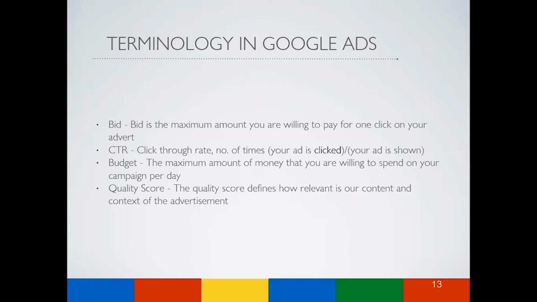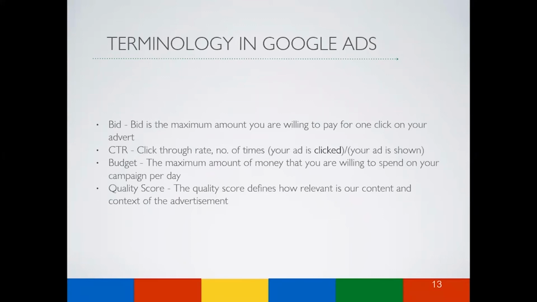You can bid 10 rupees, but Google can deduct any amount between 0 and 10 rupees. Google can deduct 1 paisa, or Google can deduct 10 rupees, but Google cannot deduct more than that. So that is what bid is: the maximum amount you are willing to pay per click for any specific keyword. I'm talking about keywords because we are talking about search campaigns here. You set up that limit, and Google cannot go beyond it. Google can charge lesser than your bid or equal to it, not more.